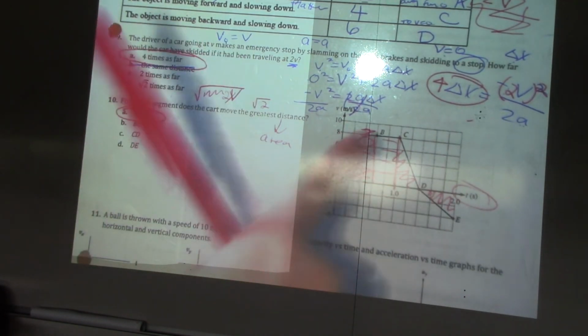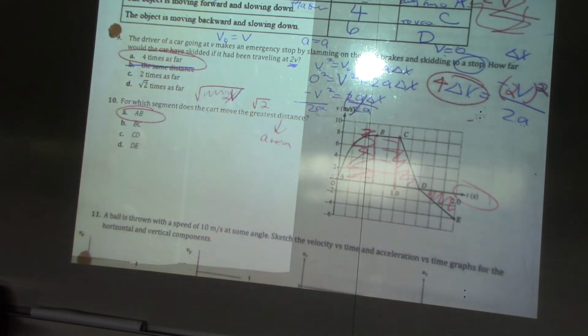So the greatest area of each of these is just A to B. Don't spend time actually calculating. I don't know how you would calculate this curve, but don't spend time actually calculating when you could just be like, oh, that's clearly bigger.